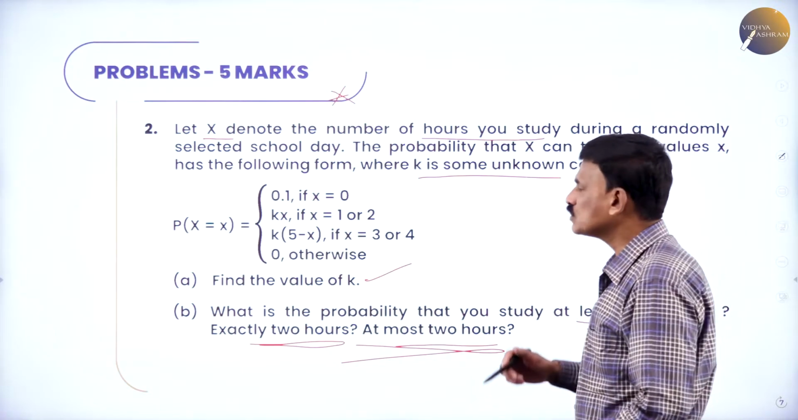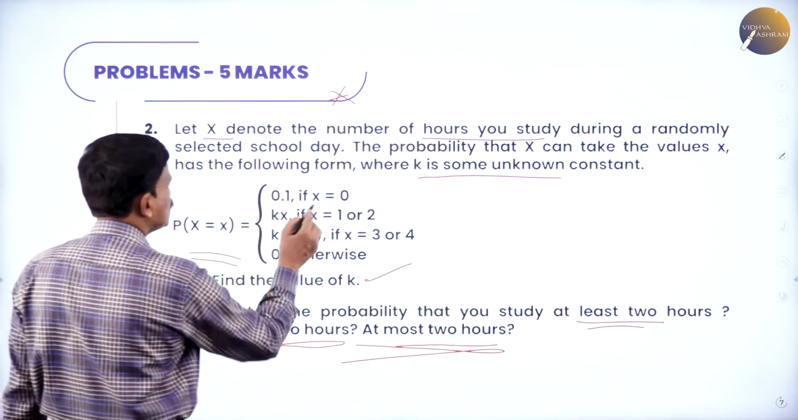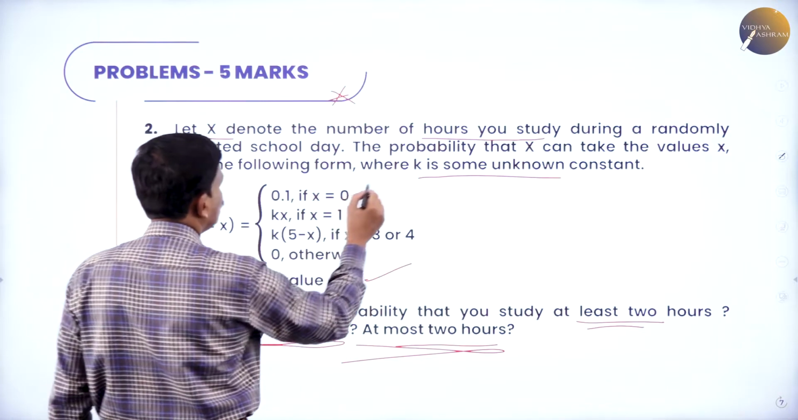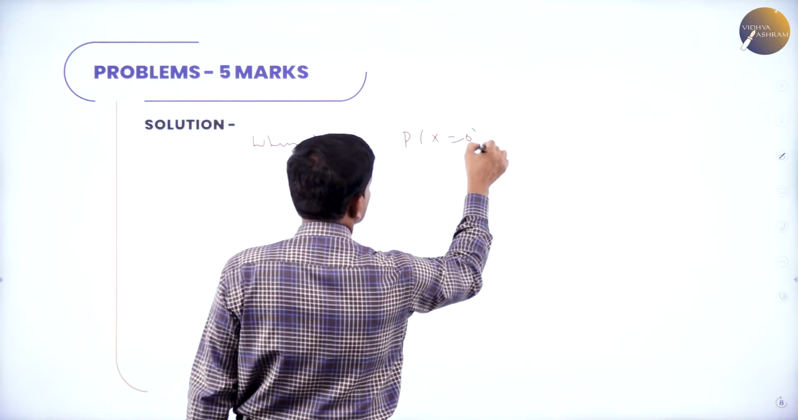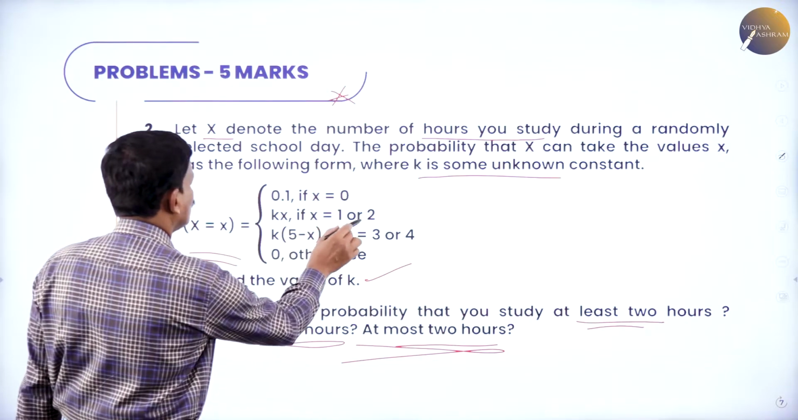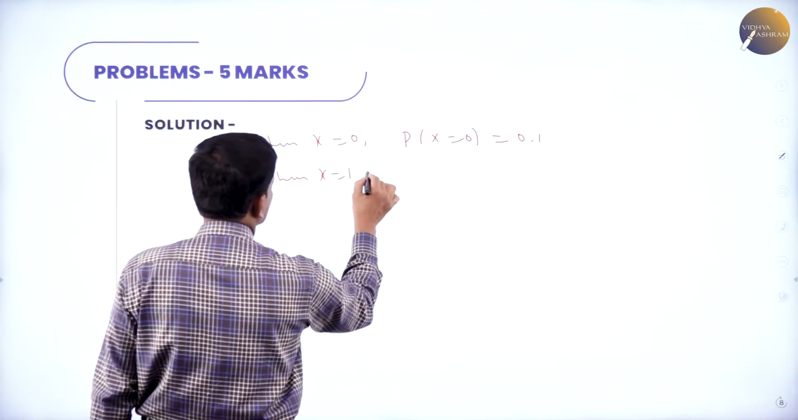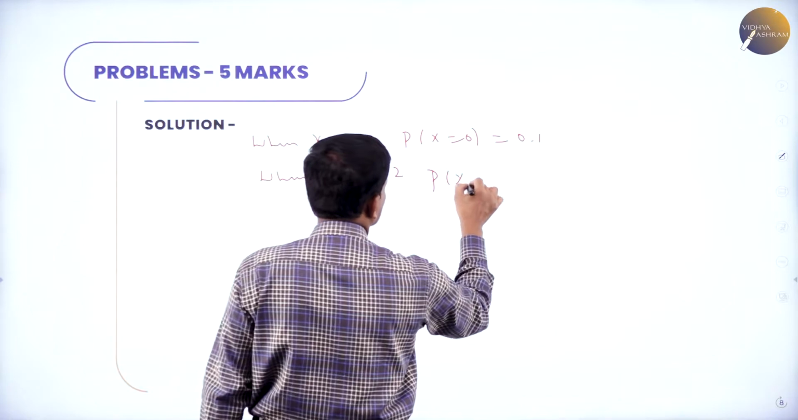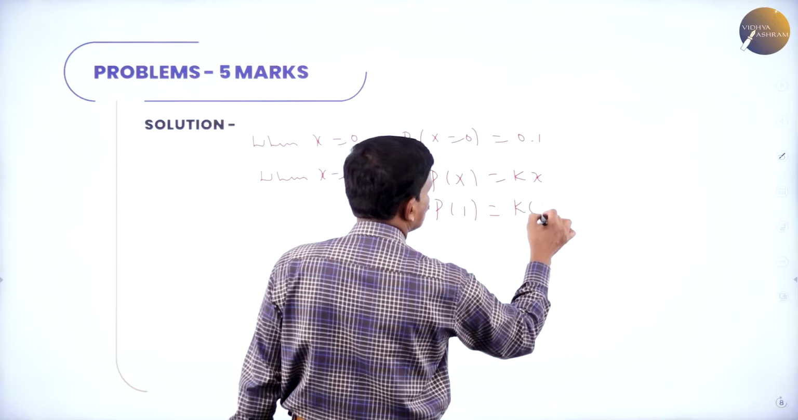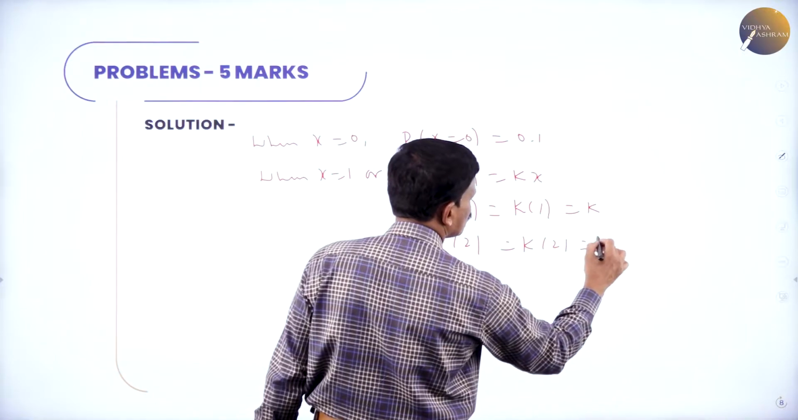Now let us come to the solution. What is the solution given here? When x is equal to 0, the probability of x is 0.1. This is given. When x is equal to 1 or 2, P(x) is equal to k into x. So therefore, P(1) is equal to k into 1, which is k, and P(2) is k into 2, which is equal to 2k.